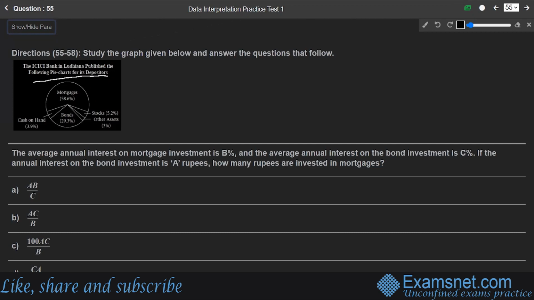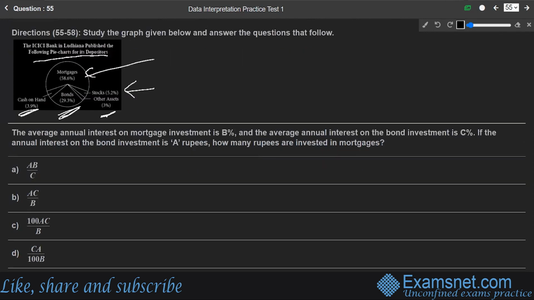The largest one is mortgages at 58.6%. Cash on hand is given as 3.9%. Bonds are 29.3%, stocks are 5.2%, and other assets are 3%. So this is the deposit distribution that has been given. Now let us see the question.